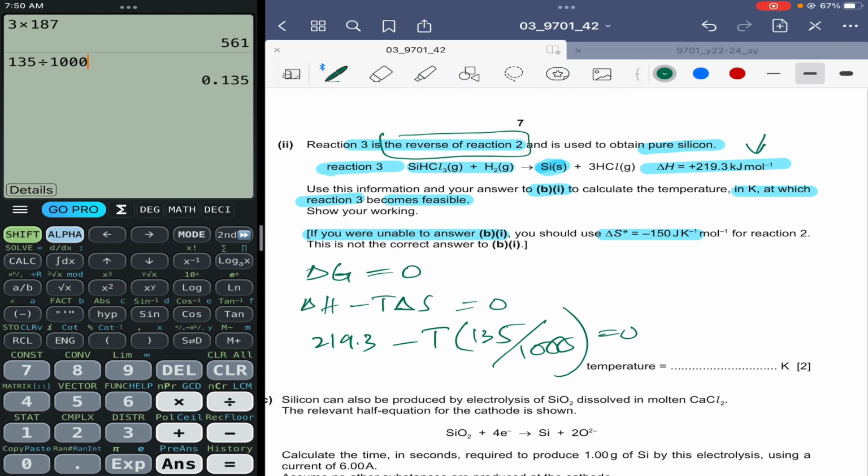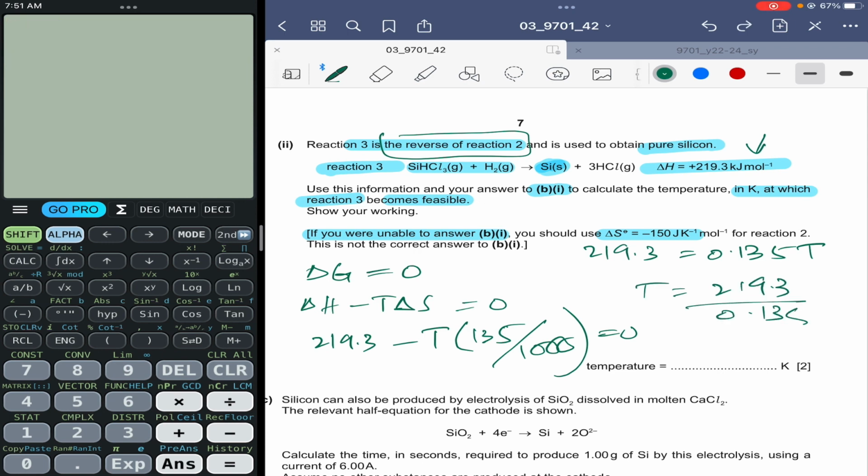So minus T is equal to, or 219.3 would be equal to 0.135 T, or the temperature would be equal to 219.3 divided by 0.135. So the temperature at which this reaction would become feasible is 219.3 divided by 0.135. So this is 1624.4 Kelvin. So this is the temperature at which this reaction would become feasible, right?